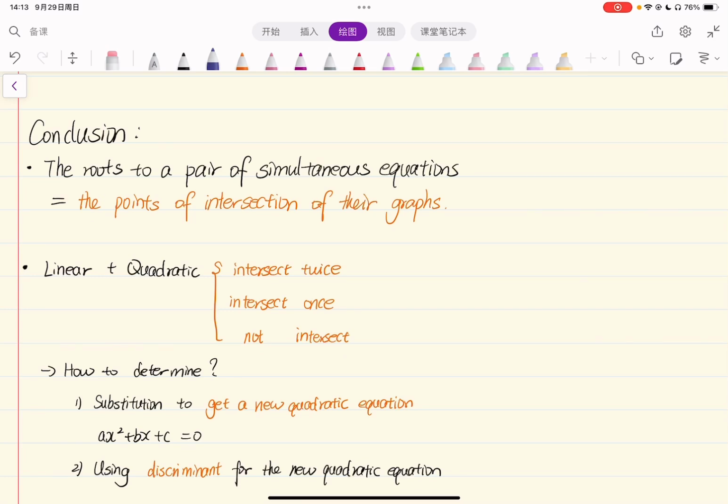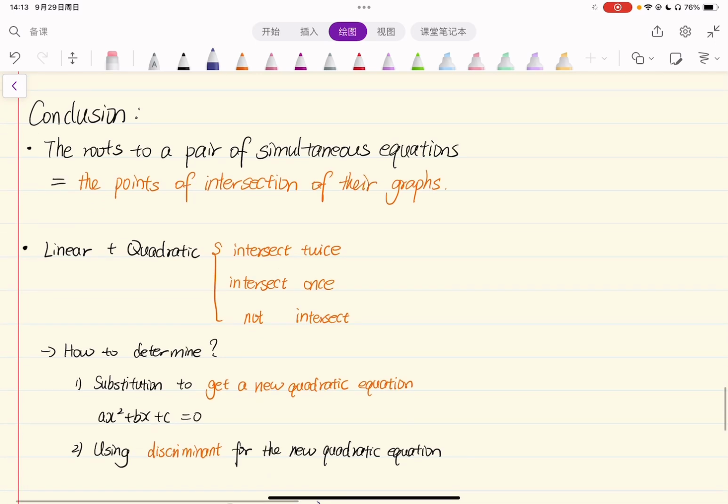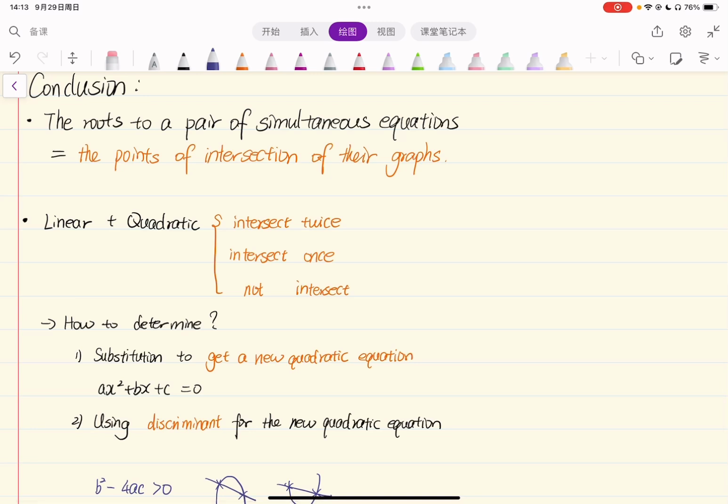So here is a conclusion for this lesson. What we learned is that the roots of a pair of simultaneous equations are the points of intersection of their graphs. So when the question gives you the graphs of the two equations, you can just find the intersection points, which are the roots of the simultaneous equations. And when you see quadratic simultaneous equations, we know that there are three situations. They can intersect twice, they can intersect once, or they do not intersect.